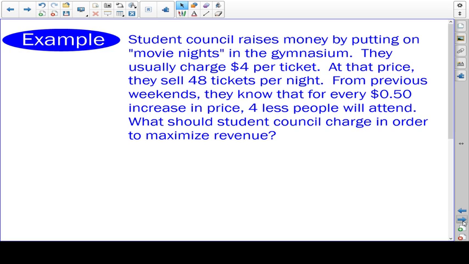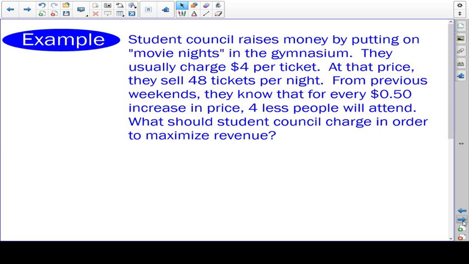Student council raises money by putting on movie nights in the gym. They usually charge $4 a ticket. At that price, they sell 48 tickets a night. From previous weekends, they know that for every 50-cent increase in price, 4 less people will attend. What should student council charge in order to maximize revenue?